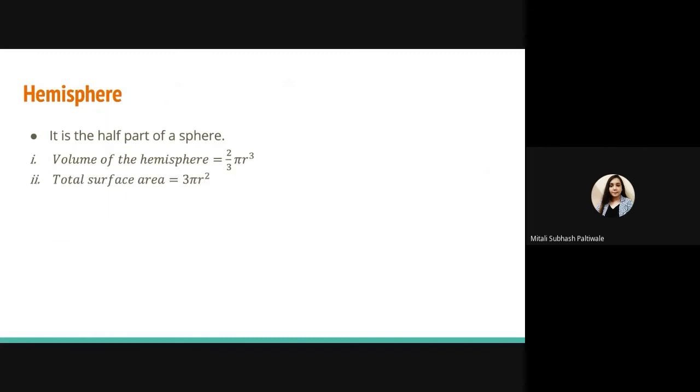Hemisphere. A hemisphere is a half part of the sphere. Now, volume of a hemisphere would be 2 by 3 pi r cube. Total surface area would be 3 pi r square. Curved surface area would be 2 pi r square. r would be the radius.